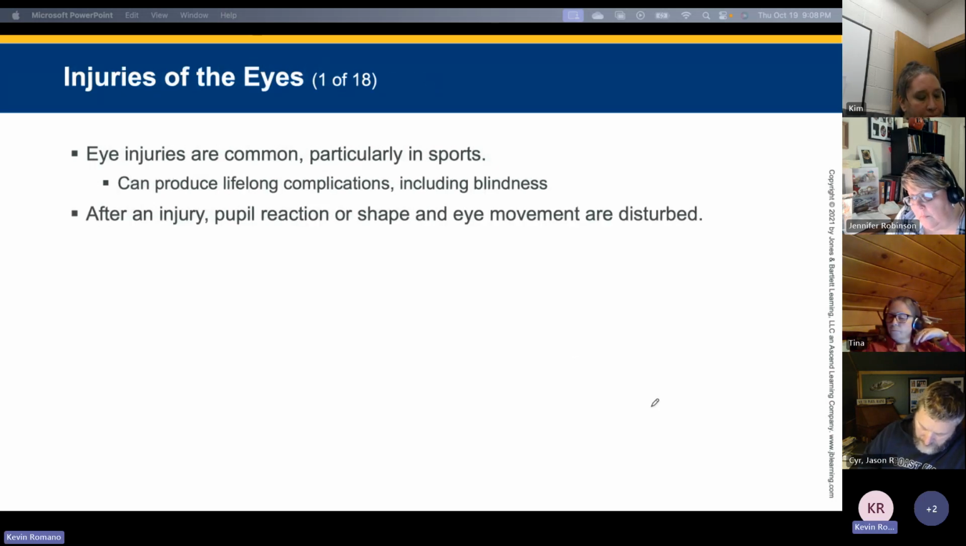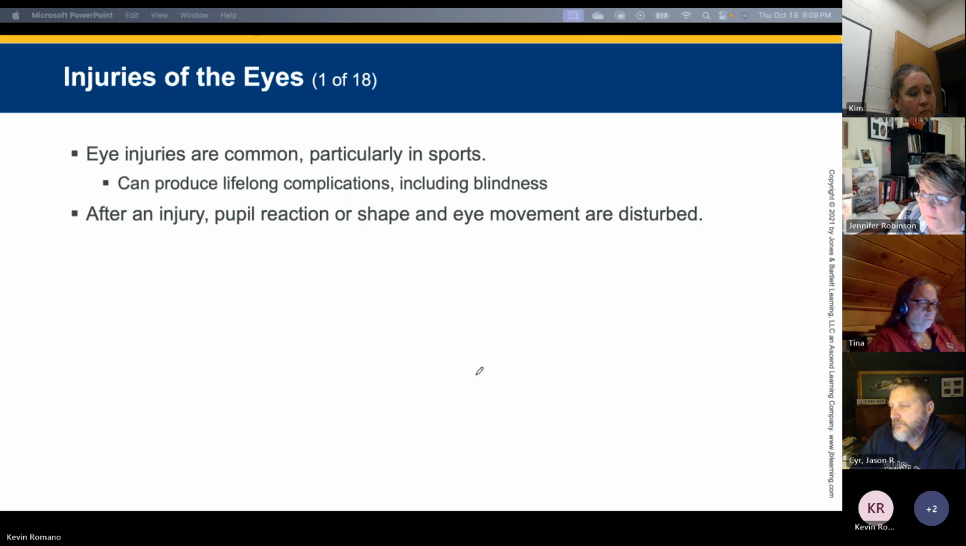Eye injuries are common, particularly in sports, and can produce lifelong complications, including blindness. Proper emergency treatment will minimize pain and may prevent a permanent loss of vision. After an injury, pupil reaction or shape and eye movement are often disturbed. Abnormal pupil reactions sometimes are a sign of brain injury rather than an eye injury. So just keep that in mind. Look for that PERRLA.